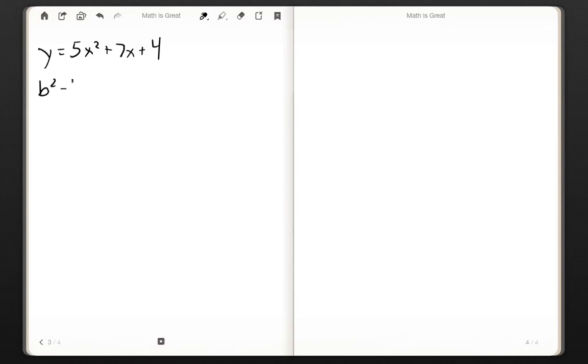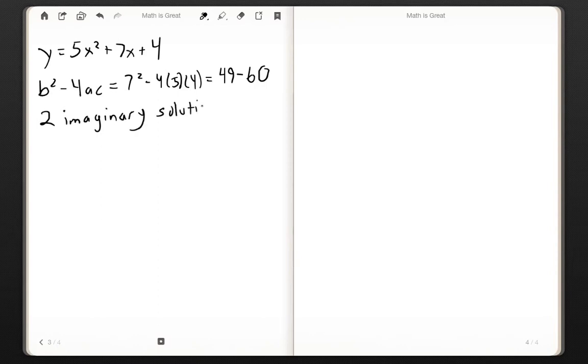For this one, the discriminant will be 7 squared minus 4 times 5 times 4. This is going to be 49 minus 4 times 5 is 20 times 4 is 80. And looks like we're going to get a negative number now. So even though all of these were positive, the discriminant is actually negative, which means we don't have any real solutions here. The two solutions here are imaginary numbers with i.